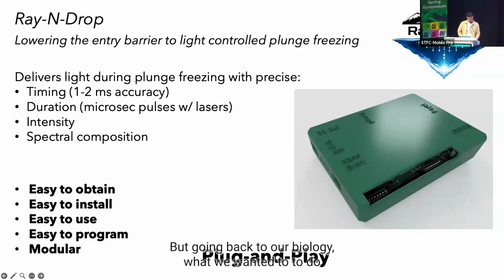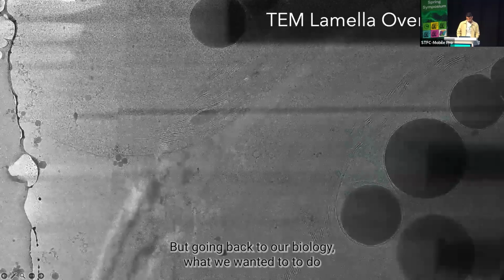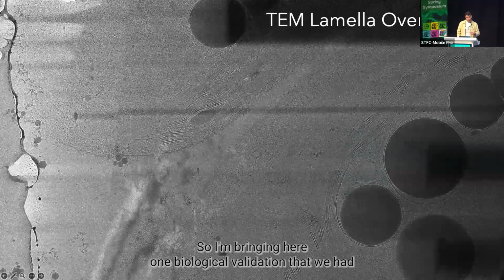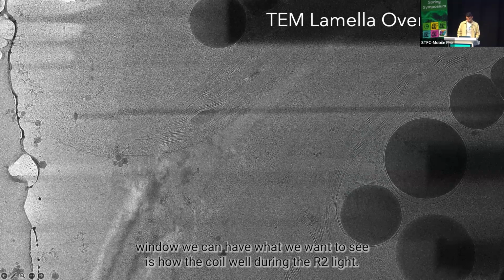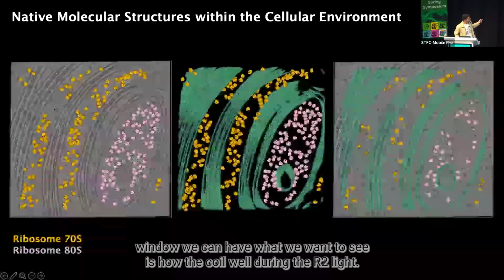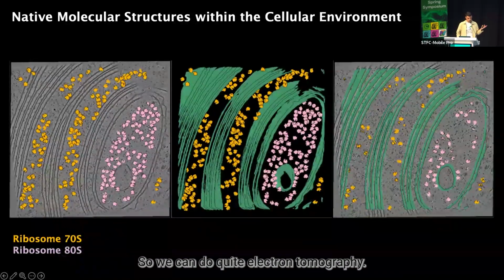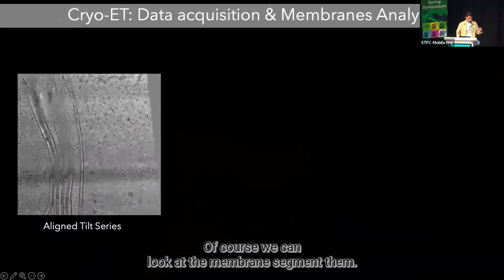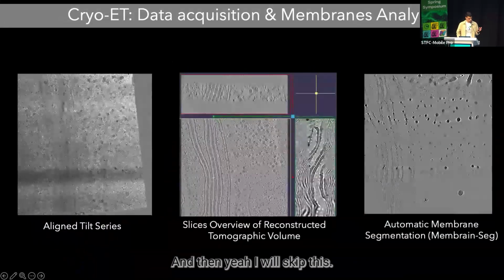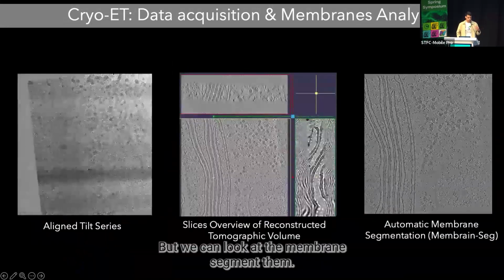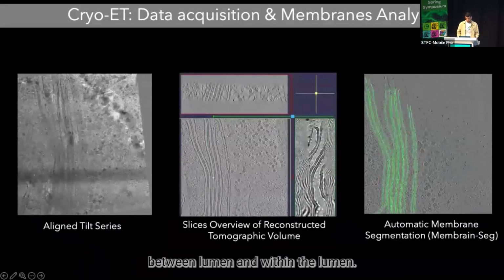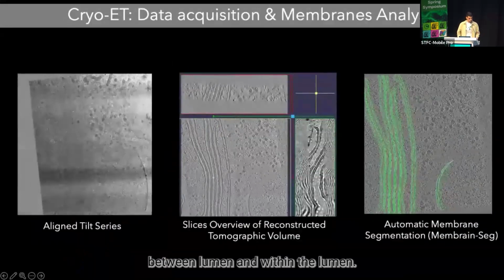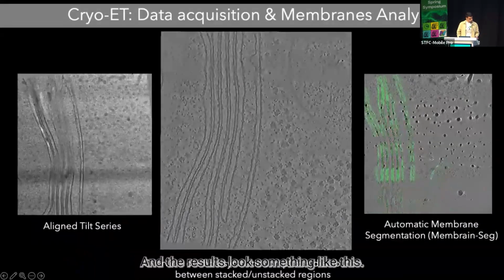But going back to our biology, what we wanted to do is to study the thylakoid, right? So I'm bringing here one biological validation that we had. It is very preliminary data, and it's on the long-term end of the exposure window we can have. What we want to see is how the thylakoid swells during dark to light. So we can do cryo-electron tomography, of course. We can look at the membrane segmentation, and then using Ben-Barad morphometrics, we can measure the distance within the lumen. And the results look something like this.